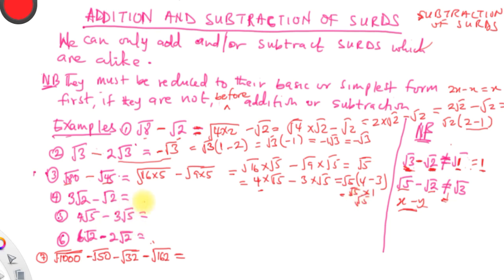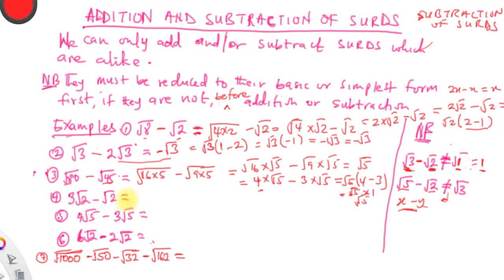Okay, so guys, understanding is what matters. To make sure you understand, if you don't understand, you have to let me know. Let's look at this example. We have 3 root 2 minus root 2. So here, this one we get 2 root 2. This will be the answer.